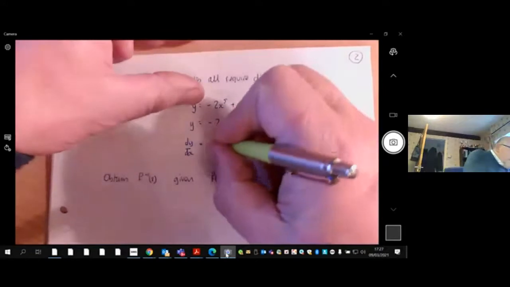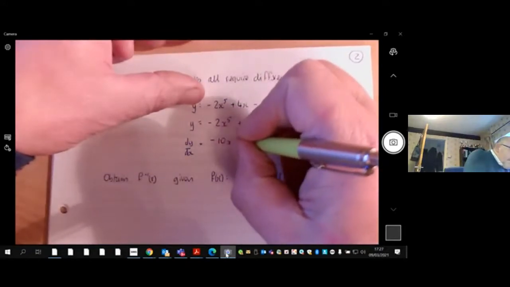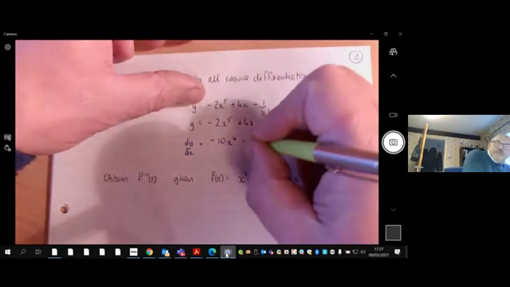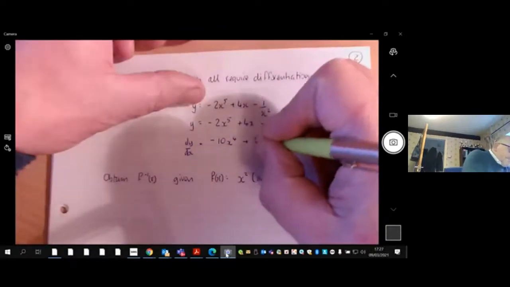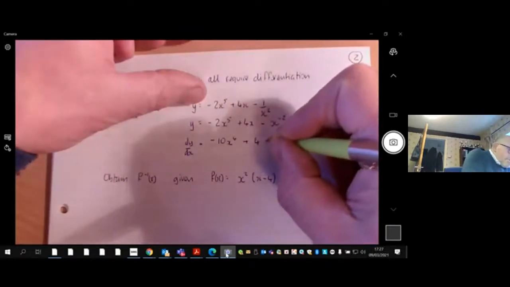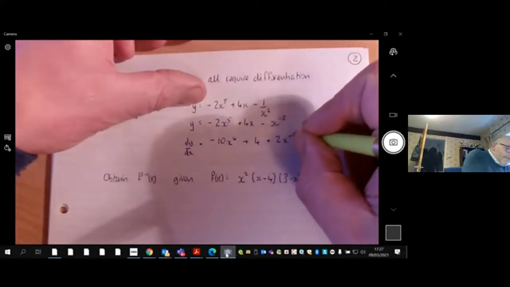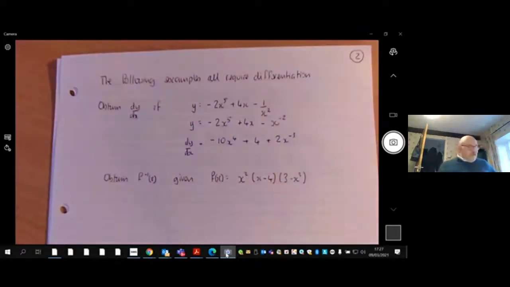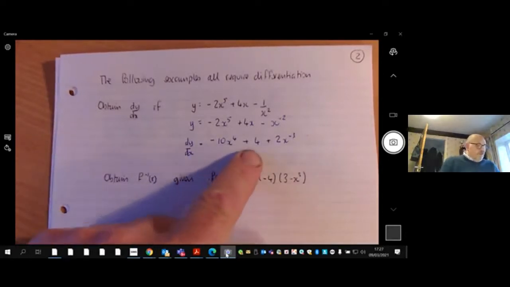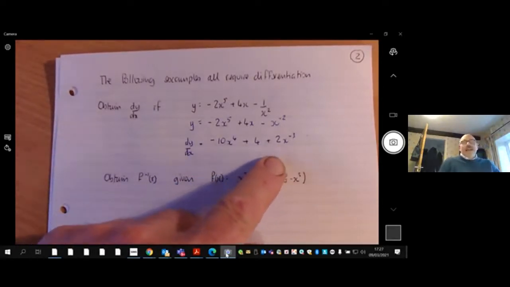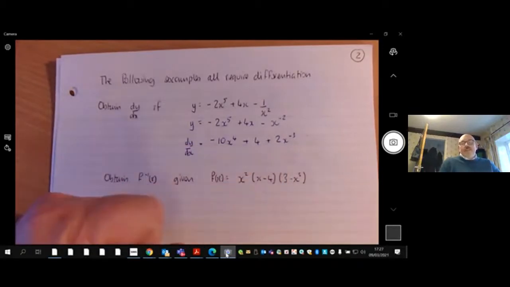Equals minus 10 x to the power 4 plus 4 plus 2 x to the power of minus 3. Okay. And if you then wanted to, I mean, that's perfect. That's all you need to do. You could write minus 10 x to the power 4 plus 2 over x cubed. Go back to the fractional form.